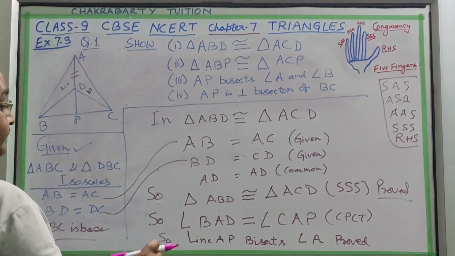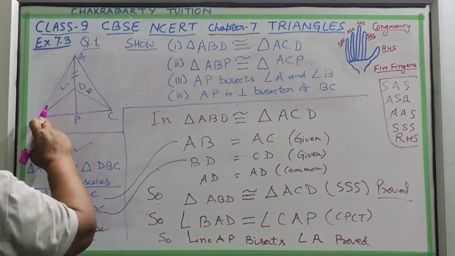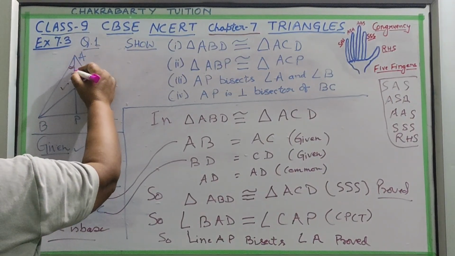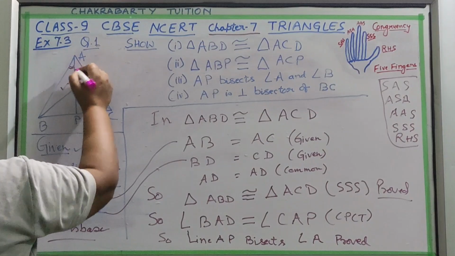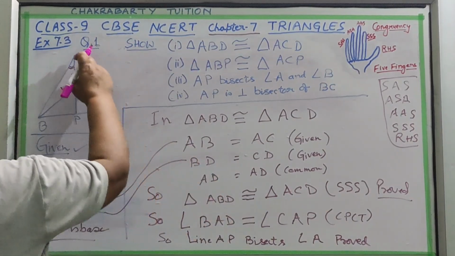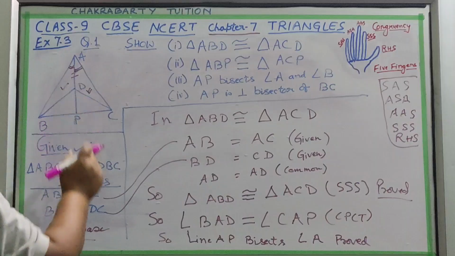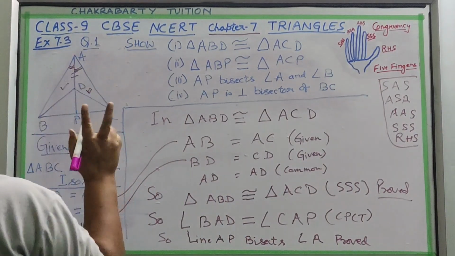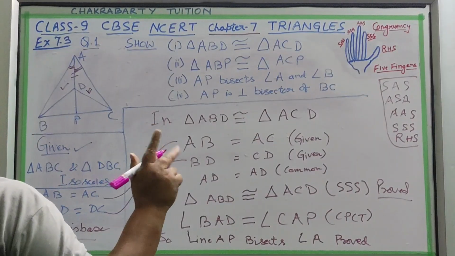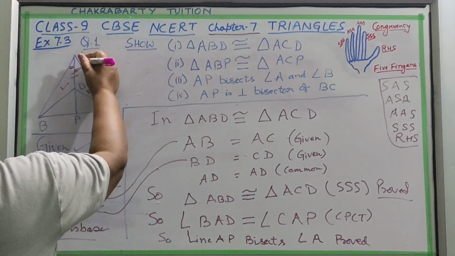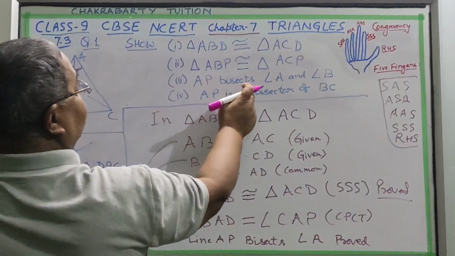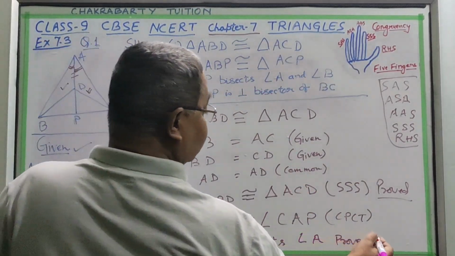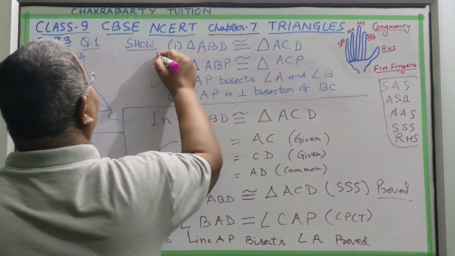Corresponding parts are equal. So angle BAD and angle CAD both will be equal because now these are congruent triangles. So it means this angle A is now bifurcated into two pieces by the line AD. AD bisects angle A, that is also proved here. So your third number is proved and first number is proved.